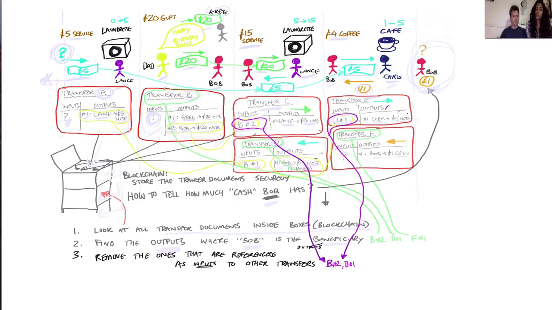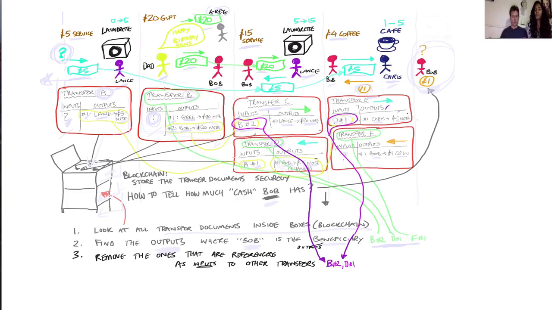Also remove the ones that are referenced as inputs to other transactions. Transaction D was where Bob handed over that £5 note to Chris, and he was referring to transfer D, output number 1, which was when he received the £5 change from the laundrette. So that one has also been used as a reference. You can see it here. It's been referenced to pay for the coffee. So that proves that this one and this one have to be removed from here, because they've already been used up. Makes sense? Yeah.